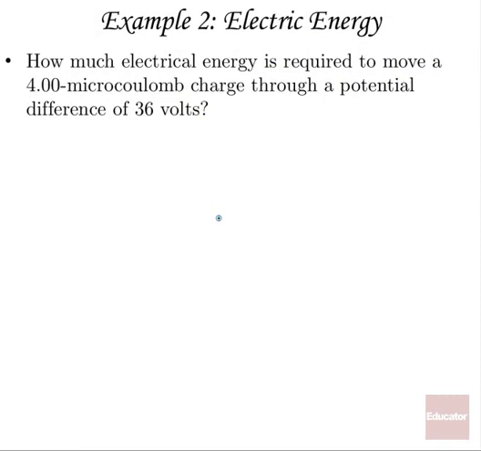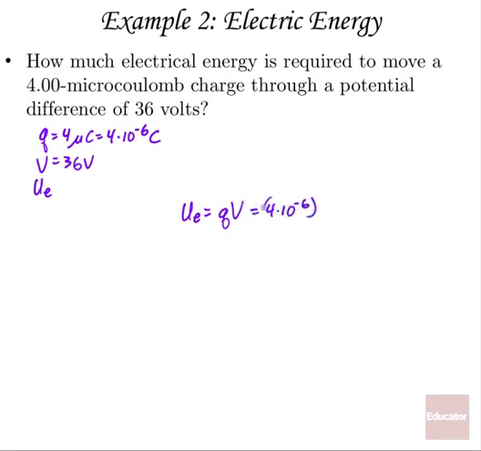How much electrical energy is required to move a 4 microcoulomb charge through a potential difference of 36 volts? Well, our charge now is 4 microcoulombs, which is 4 times 10 to the minus 6 coulombs. Our potential difference, V, equals 36 volts, and we're looking for electrical energy. Electrical energy is charge times voltage, which is going to be 4 times 10 to the minus 6 coulombs times our voltage of 36 volts, which implies that our electric potential energy will be 0.00014 joules.